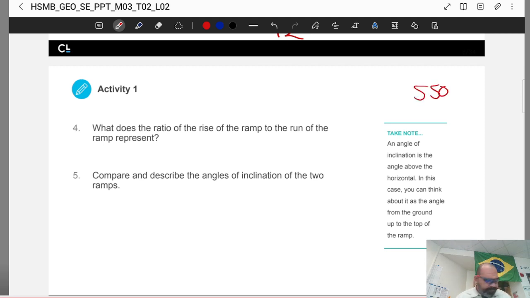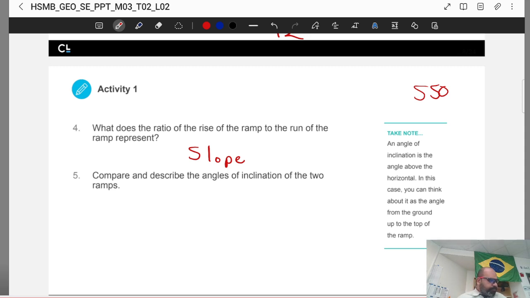The ratio represents the slope. We talked a lot about this in Algebra 1 and Grade 8 also. And compare and describe the angles of inclination of the two ramps. The angles of inclination of the two ramps must be equal. As the ratio is the same, the angle also is the same. Remember the angle-angle similarity? You see here on the right side of my board. If the ratio is the same, the angles are also the same.